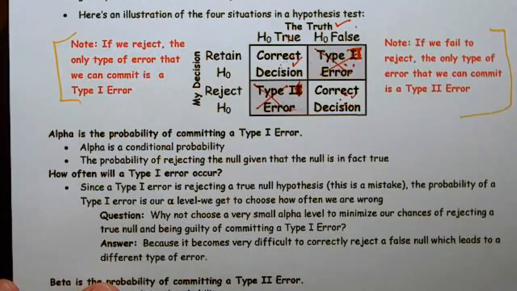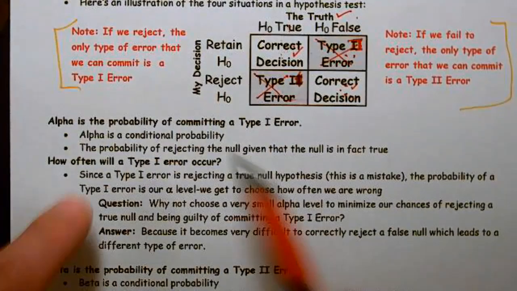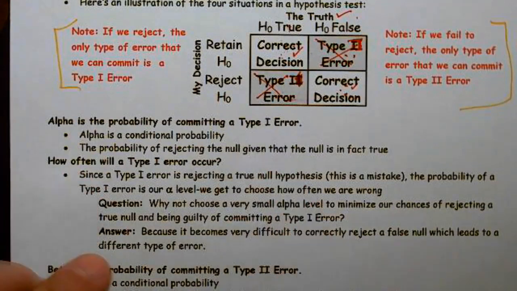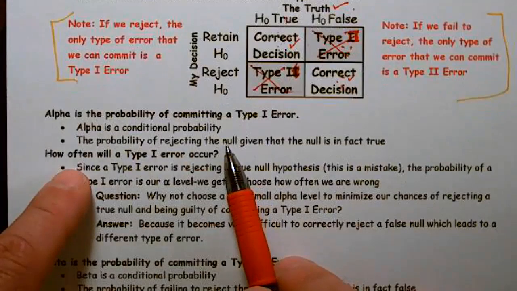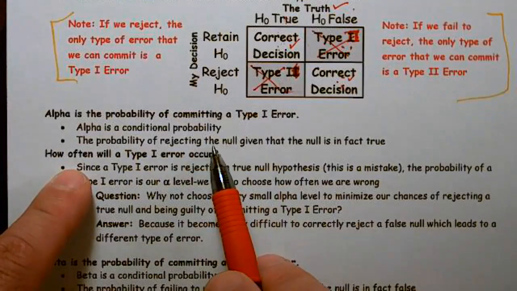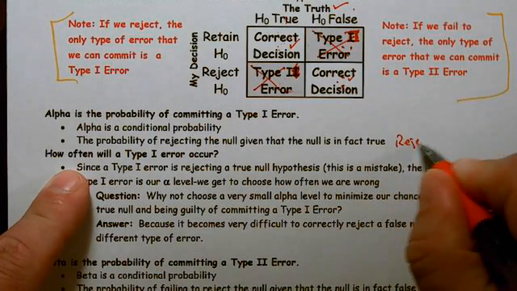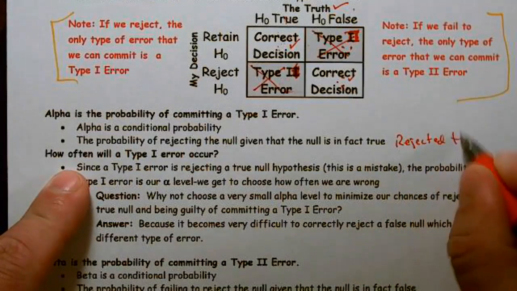Okay, alpha is the probability of committing a type 1 error. All right, alpha is the probability of committing a type 1 error. And we've already talked about that. And that means I rejected and I shouldn't have. I rejected the truth.